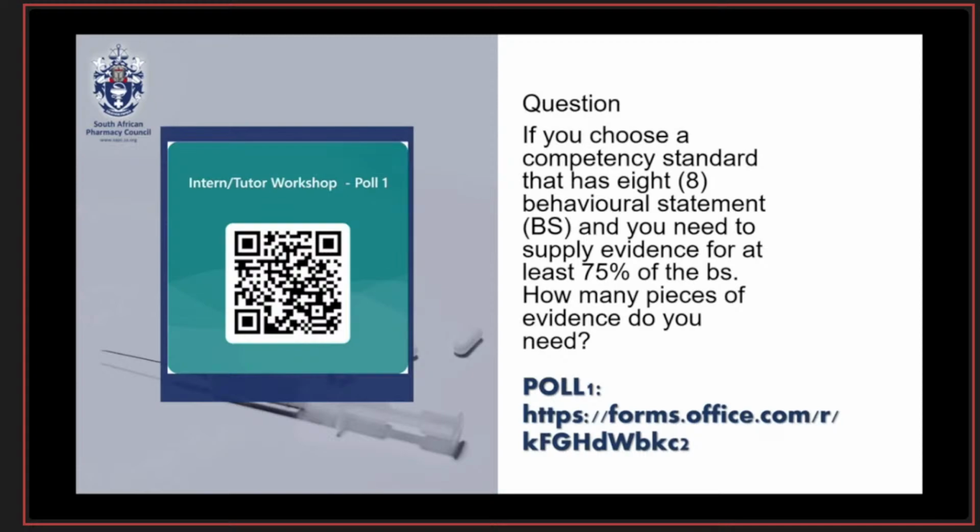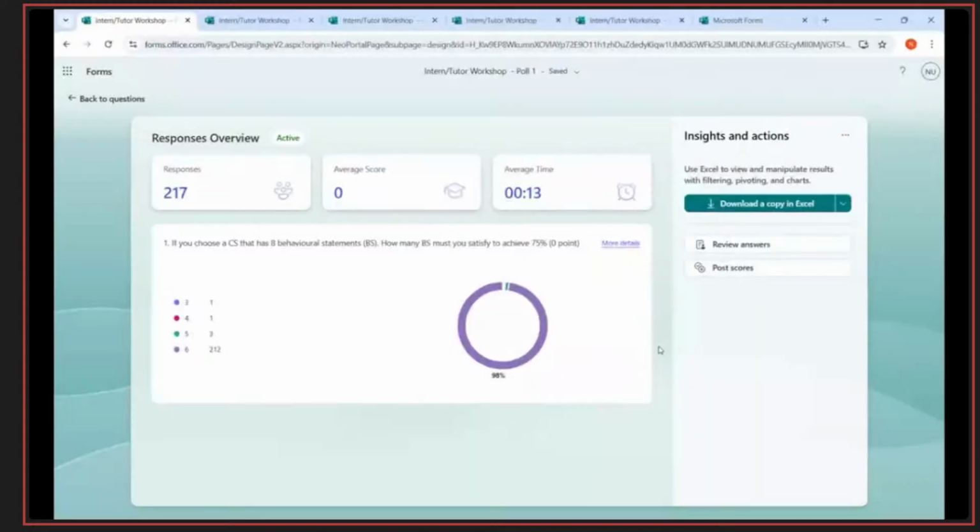So just for a little activity, there is a poll. I think council will do the poll for us. So if you choose a competency standard and there are 8 behavioral statements, for how many behavioral statements do you need to provide evidence for? I'm sure the poll will be copied into the chat or will be provided to you guys. I'll just give a few seconds for council to take over the screen, and then you can have a look.